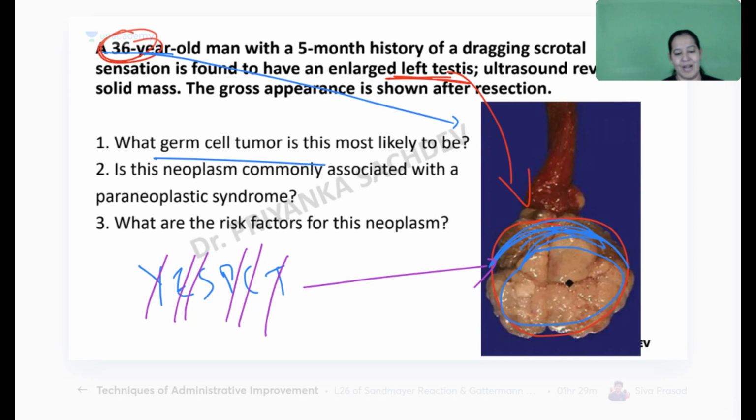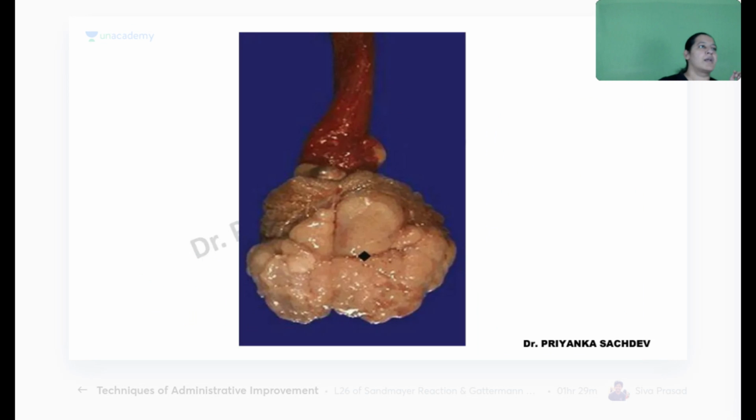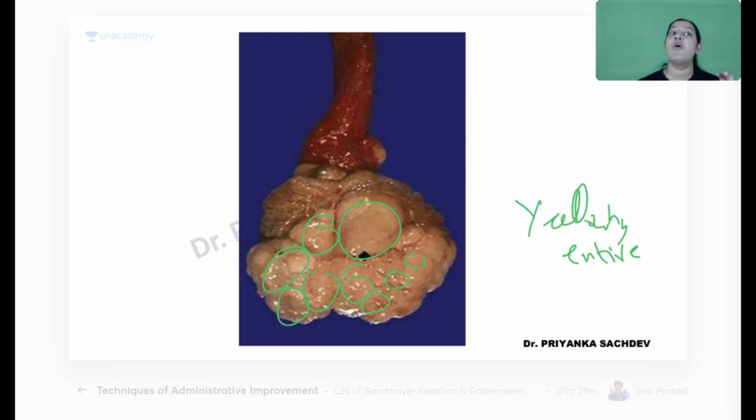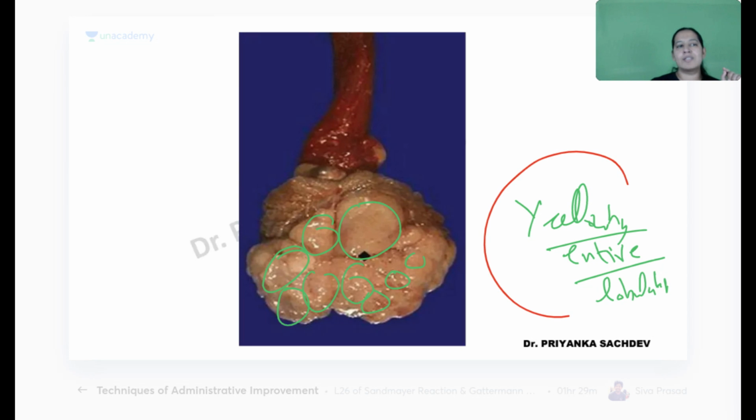Okay, look at the gross. The tumor is homogeneous. The tumor is lobated. Lobules are there. Can you see? So a typical yellowish tumor in the testes, replacing the testes at the periphery and covering the entire testes, and the tumor is lobulated. So typical one word diagnosis. It is a gross appearance of seminoma. Please learn. It is a seminoma.